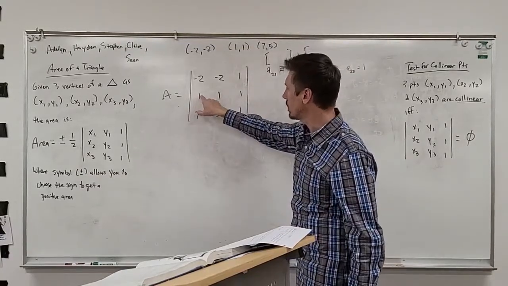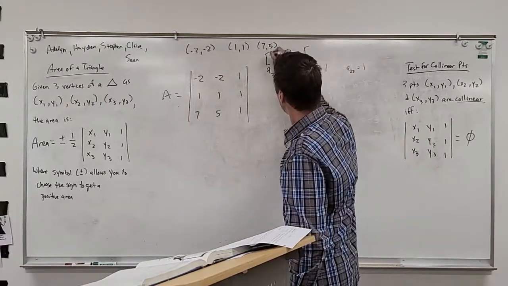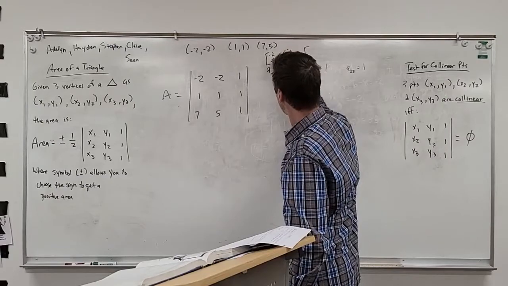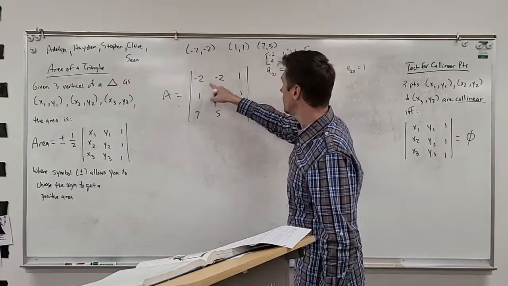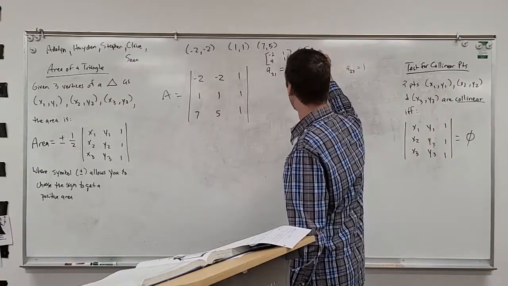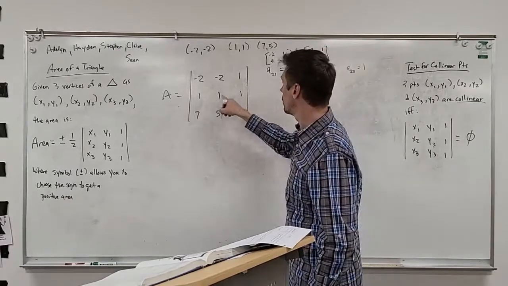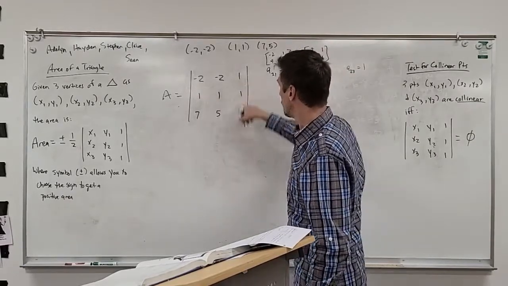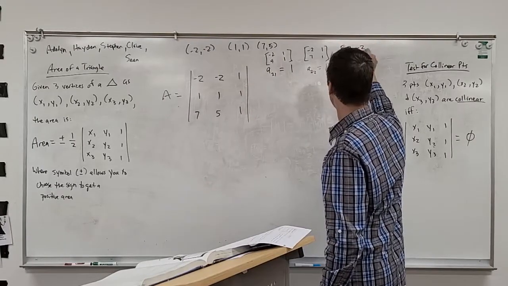I'm focusing on this. So I cross this out and this out: -2, 1, 1, -2, 1, 5, 1. My next one, I'm going to cross this out and this out. So that's the matrix I wrote down: -2, 7, 1, 1. And for this third one, cross out this and this, so -2, 7, and 5.